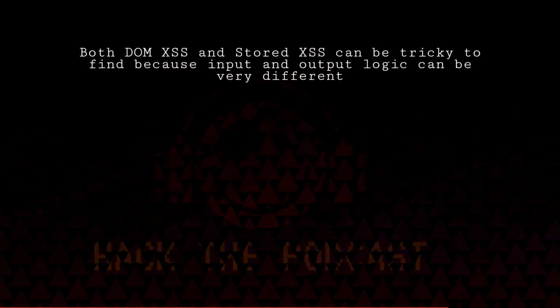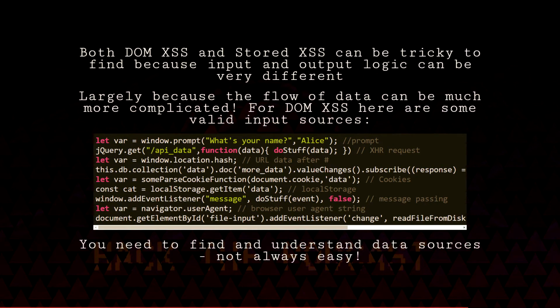But DOM XSS is actually even trickier, because here's just a small number of different ways that DOM XSS can read data from the user, right? First one is just a little prompt window. Second one is jQuery, which is an AJAX request to another page, which gets data from it, like any API. The third one is getting it from the URL. The fourth one is getting it from a database. The fifth one is parsing it from the cookie, from the local storage. You can do event messaging and postMessage passing between iframes. You can get it from the user agent. You can also upload files, etc., etc.